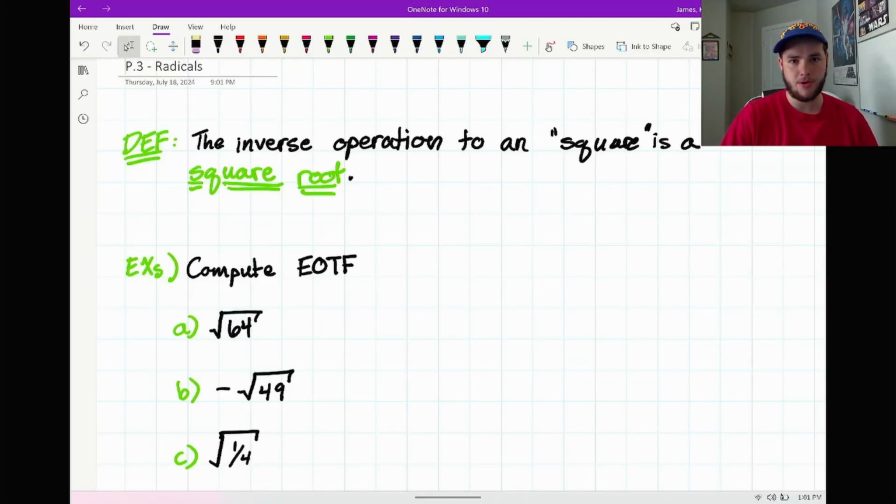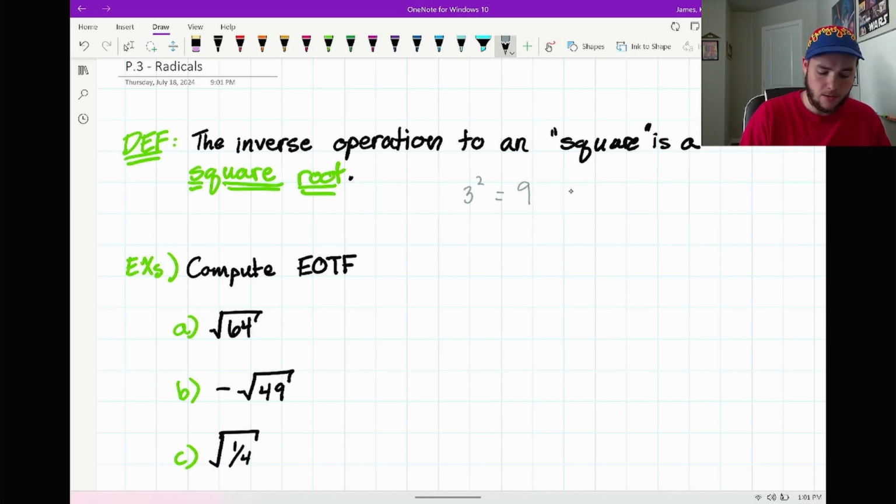The square root is the inverse operation to the square. So, for example, when I say that 3 squared is 9, I may write inversely that the square root of 9 is 3.